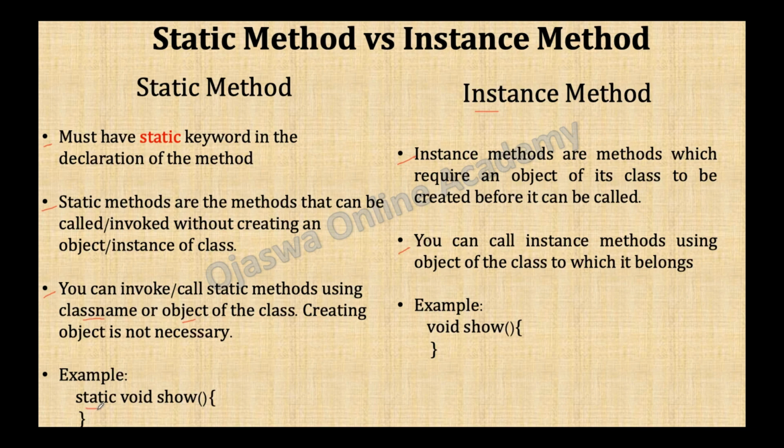This is an example. You need to precede the method declaration with static keyword. Here, show is the static method. In this example, there is no static keyword. Hence, show is an instance method.